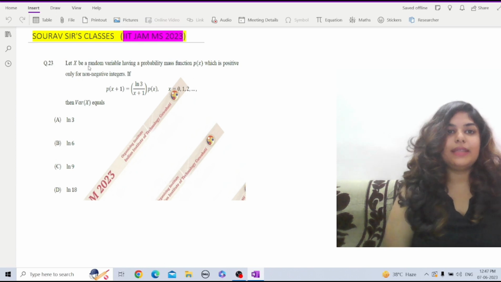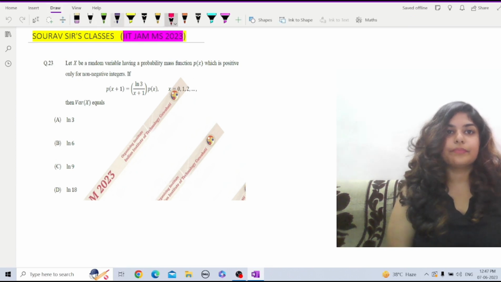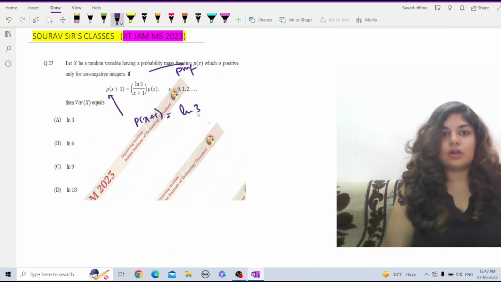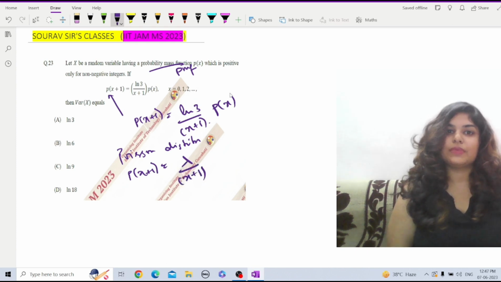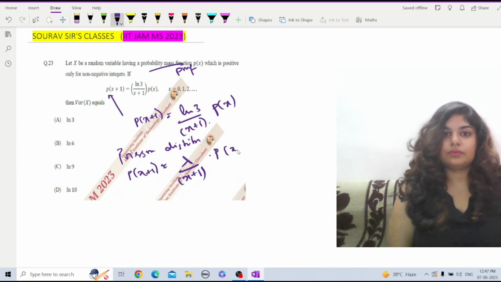Question number 23. Let x be a random variable having a probability mass function p(x), so this is the PMF, which is positive only for non-negative integers, if p(x plus 1) is equal to log 3 by (x plus 1) into probability of x. Now from this I can compare it with the Poisson distribution, which is probability of x plus 1 is equal to lambda by x plus 1 into this. That is the PMF of the probability distribution in this case.